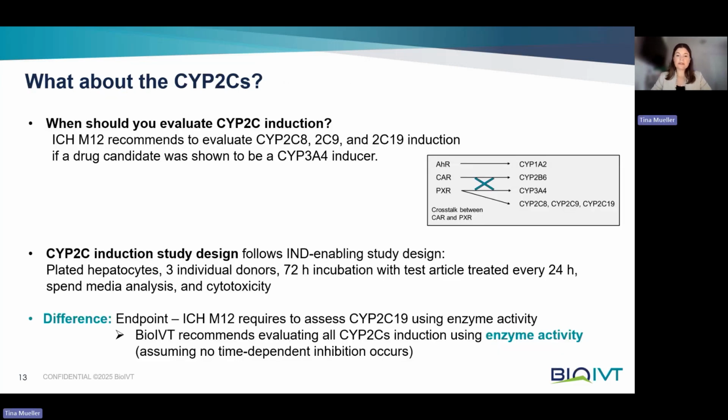Now, I have mentioned that CYP induction for CYP1A2, 2B6, and 3A4 is assessed using mRNA levels. Now, if CYP3A4 is shown to be an inducer, regulatory guidance requires that the CYP2Cs, so CYP2C8, 2C9, and CYP2C19 are also evaluated. With that said, the induction potential for the 2Cs is typically lower than that for CYP3A4, and we often recommend using enzyme activities to assess the 2Cs. Indeed, it is required to use enzyme activity for 2C19 according to the ICH-M12.